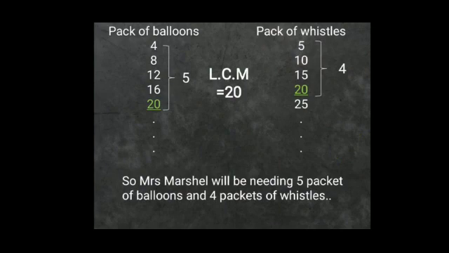Packs of balloons are in 4 and packs of whistles are in 5. So we find the multiples of 4 and the multiples of 5. You can see that 4 fives are 20 and 5 fours are 20. So an equal number of balloons and whistles will be at 20. Yes, so 20 is the least common multiple of 4 and 5. So Mrs. Marshall will need 5 packets of balloons and 4 packets of whistles.